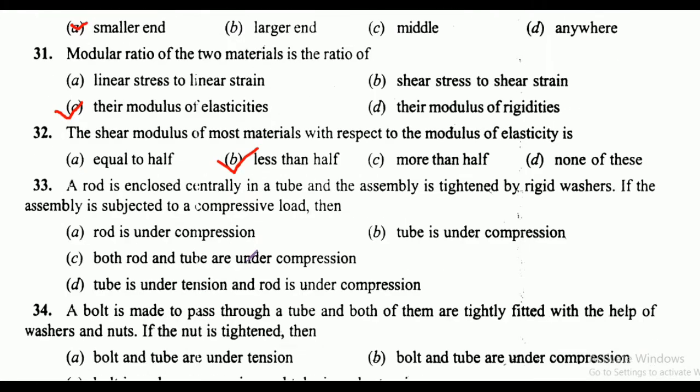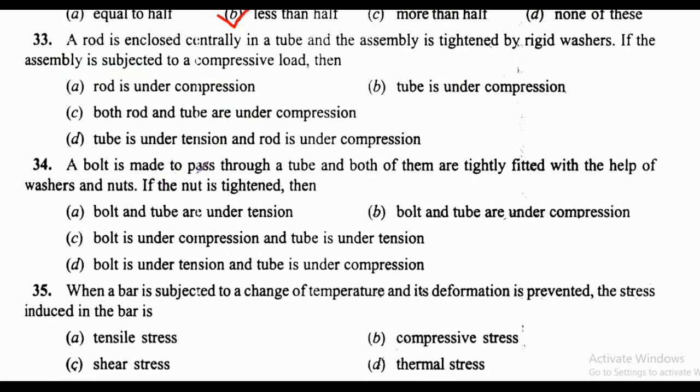Okay. Next is question 33. A rod is enclosed centrally in a tube and the assembly is tightened by rigid washers. If the assembly is subjected to a compressive load, then here friends, these are the options, and here correct answer is option C, that is both rod and tube are under compression.